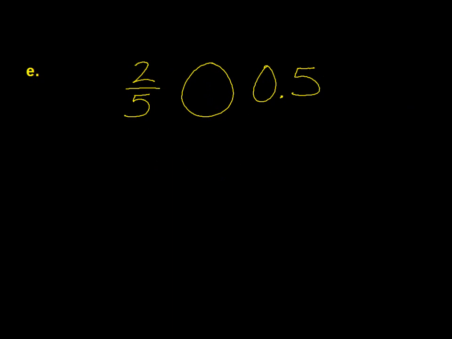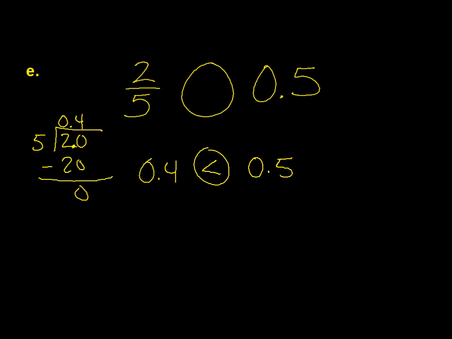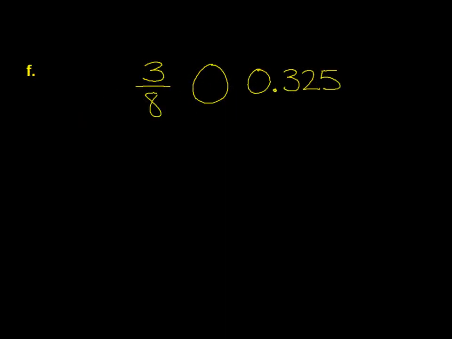Practice letter E. Pause the video, come on back. So once again, one side of our balanced comparison here has a decimal number, so we simply bring that down. On the left-hand side, we do the computation, and we get 4/10 is less than 5/10, and fill in your symbol. And our last one, letter F: 3/8 is greater than, less than, or equal to 0 and 325 thousandths? Pause the video and come on back.